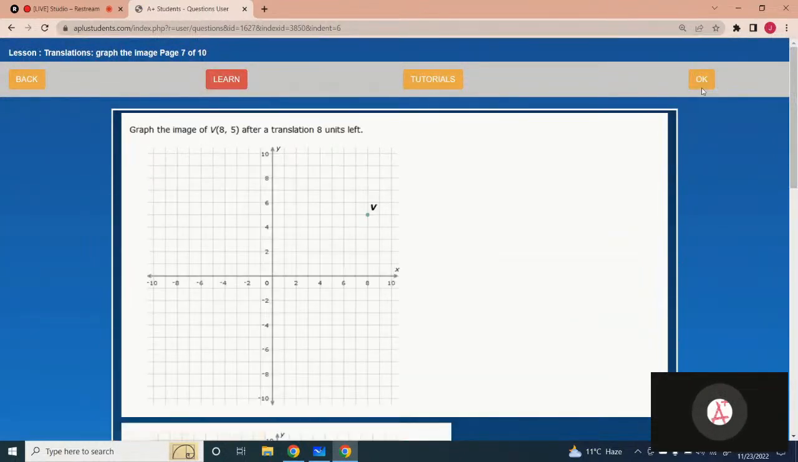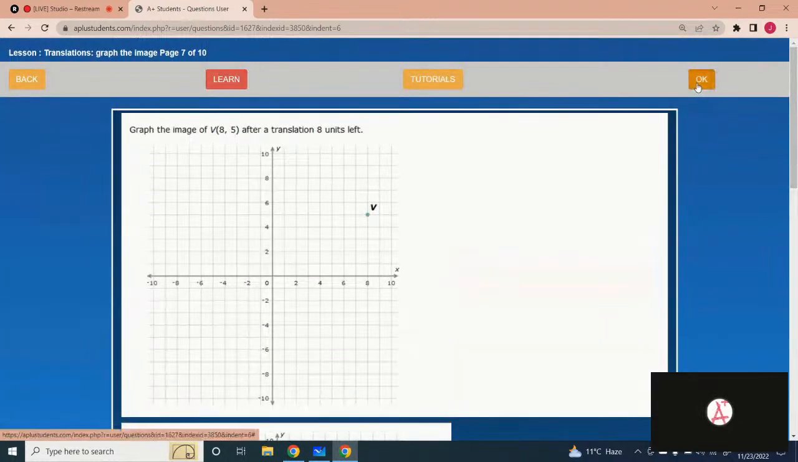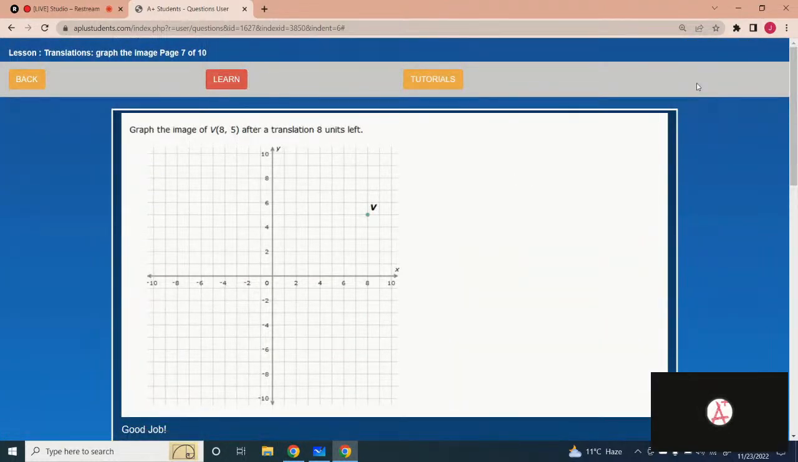Okay, the next one is graph the image V8 5 after a translation of 8 unit left. So you have to move 8 unit left. So when you move 8 unit left, it would be here 0 and 5. 8 minus 8 is 0. So it would be 0 and 5. Yes, that is the correct option. Just select the correct option, then click on the OK button. Got it?